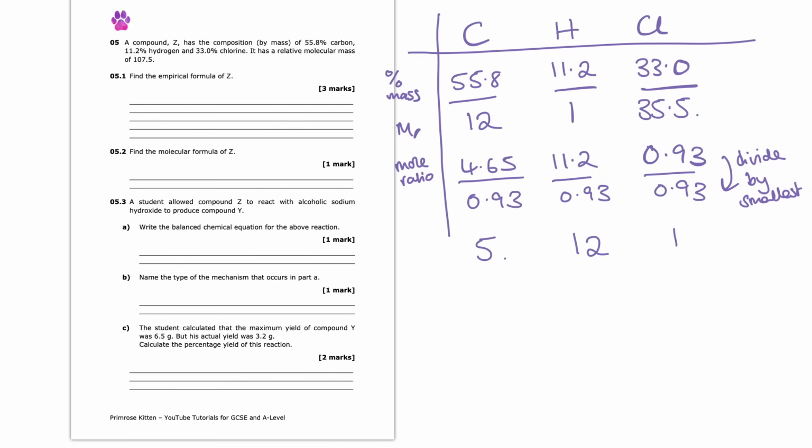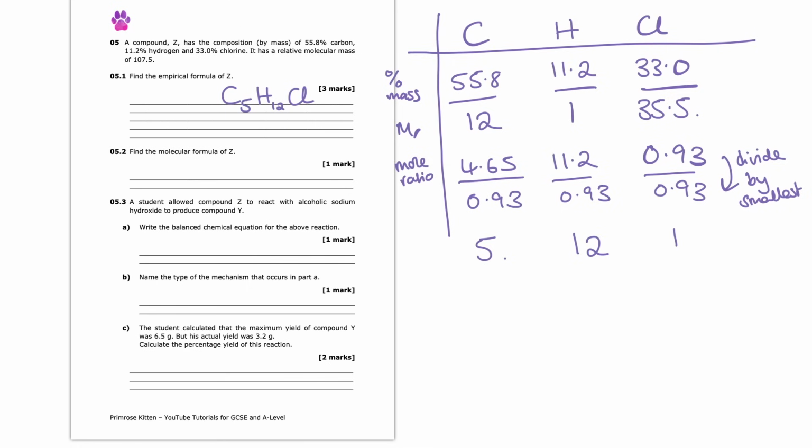So now we can put all that together to say that the empirical formula is C5H12Cl. We don't need to write the little 1 next to the Cl because just like in maths, whenever there's just 1 of something, we just don't write it. Okay, so now we need to find the molecular formula of Z.